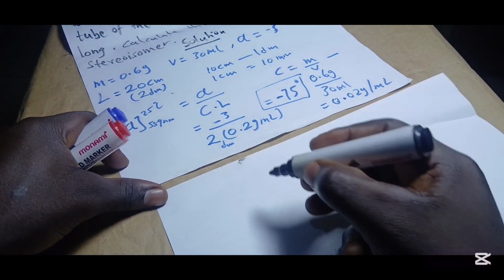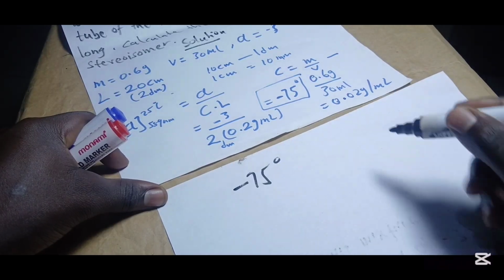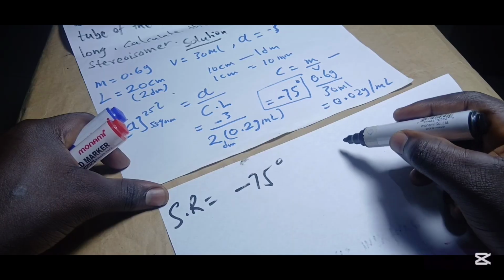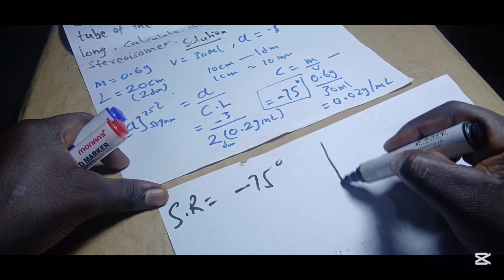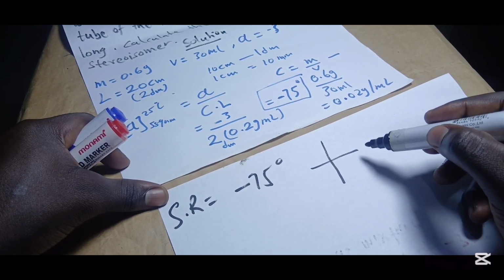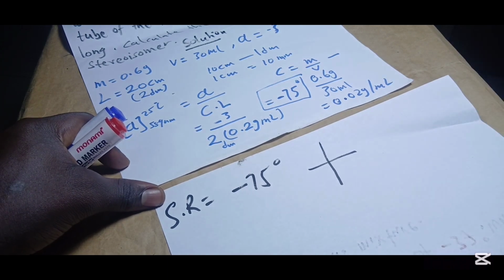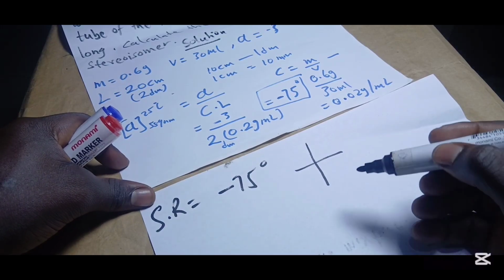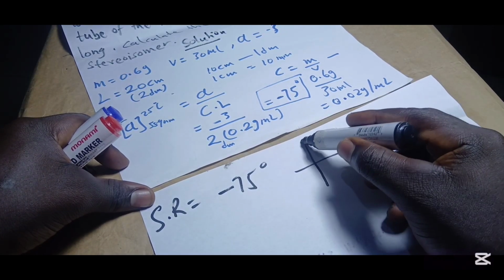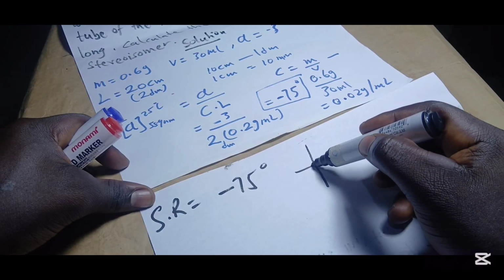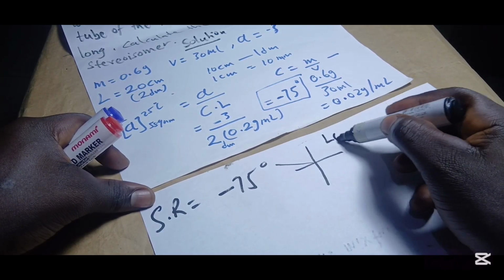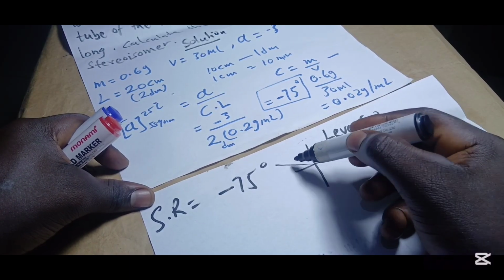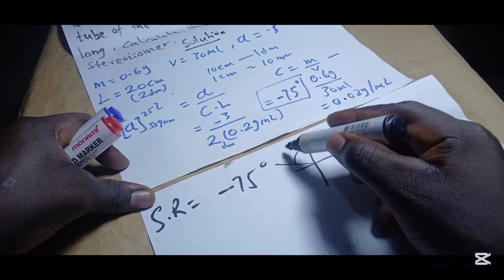And what does minus 75 degrees specific rotation mean? What is it telling us? It means that the polarized beam of light passed through the solution and it turned to the left at 75 degrees. So the left direction is indicated by negative. So it turned to the left at an angle of 75 degrees.